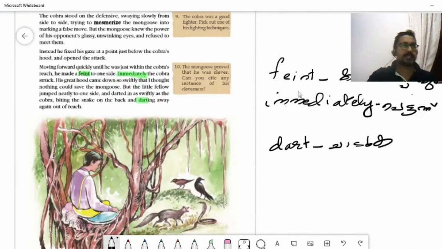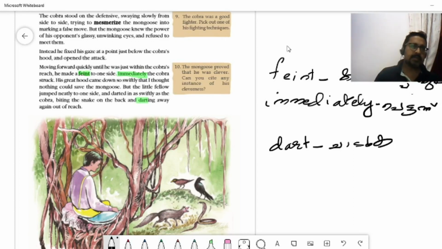Now look in the text. Moving forward quickly until he was just within Cobra's reach, he made a feint to one side. He wanted to trick. See, he's a trickster. This mongoose is a studied trickster. He wanted to trick Cobra in any way, so he made a pretension that he is moving to one side.